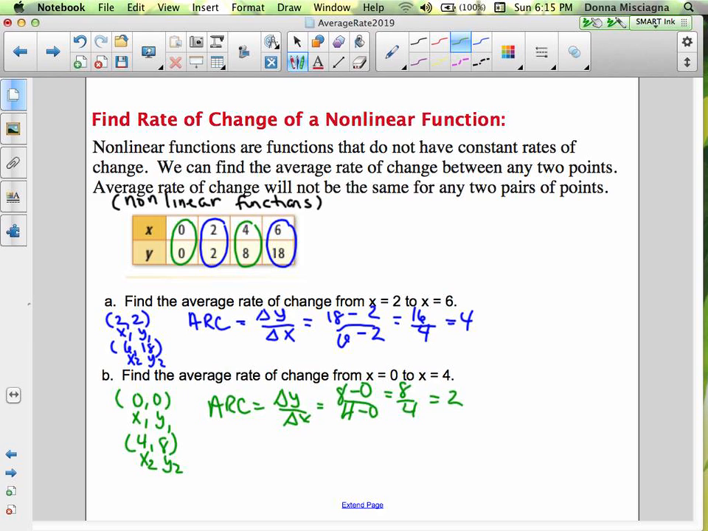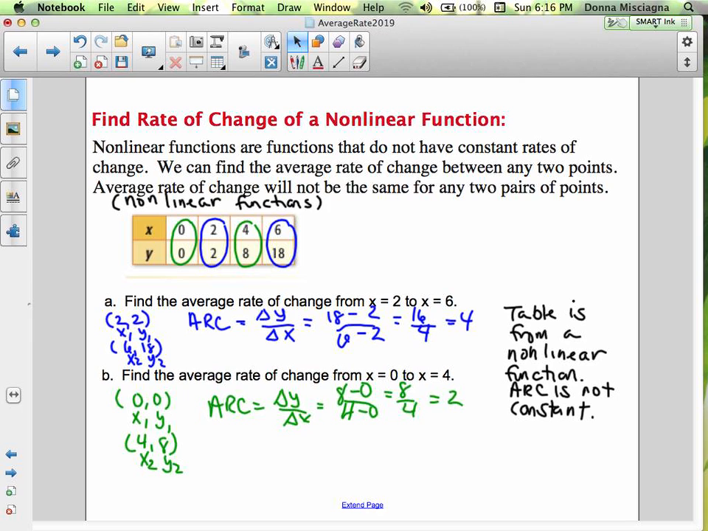This shows us that that table is from a nonlinear function, because the average rate of change is not constant. If it was constant, we'd get the same average rate of change no matter what 2 points we chose. And if we don't, then it's nonlinear.